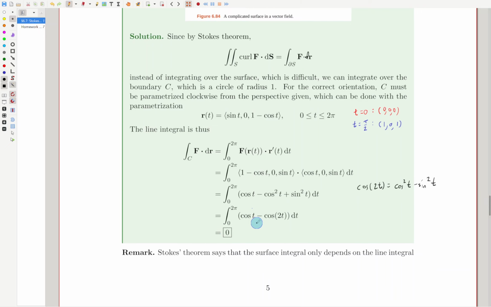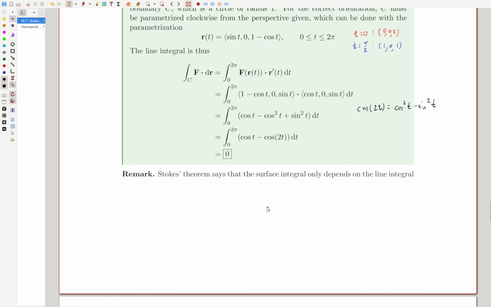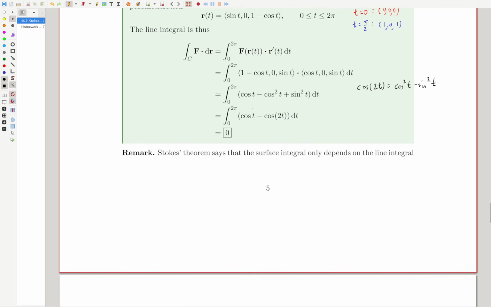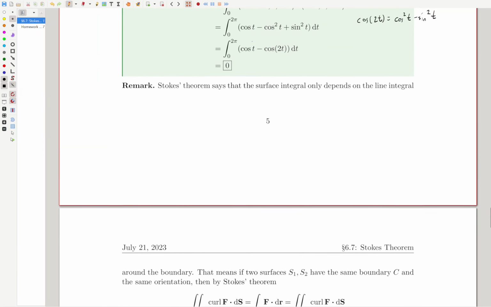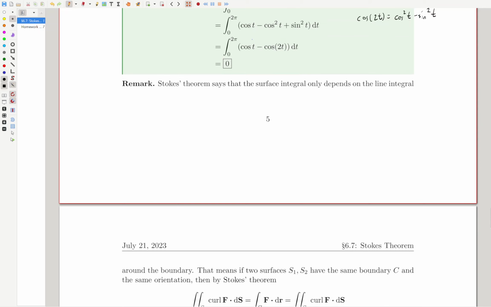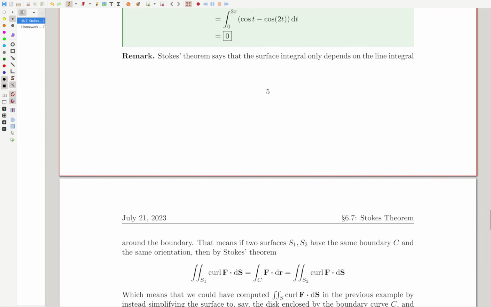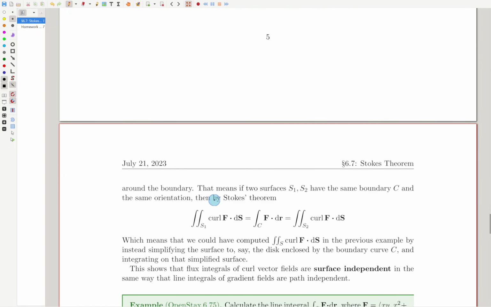Or you could just integrate it and then evaluate it. You'll get sine of t and 1/2 sine of 2t. But yeah, it's going to be 0. Okay, and now this remark. Notice that what Stokes' theorem is saying is that the surface integral only depends on the line integral around the boundary. One way we can interpret that is if two surfaces S1 and S2 have the same boundaries C and the same orientation, then Stokes' theorem actually equates the two.